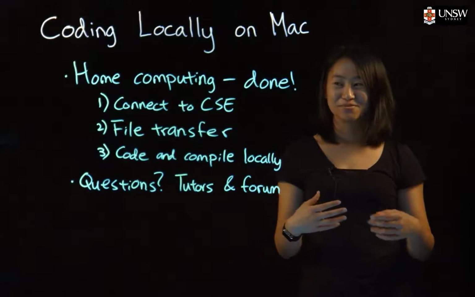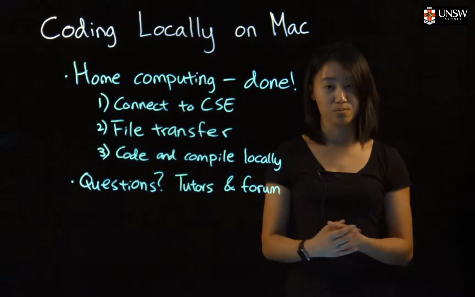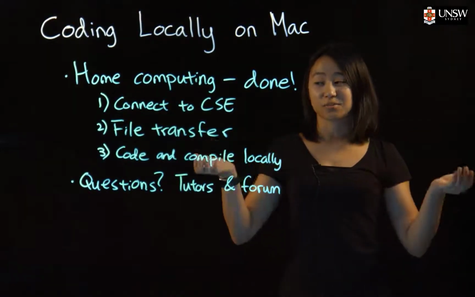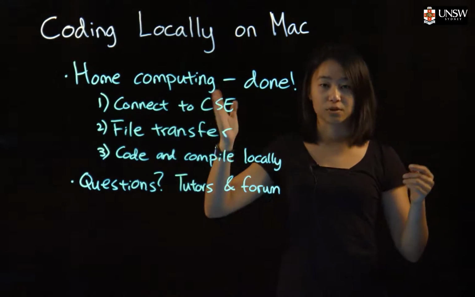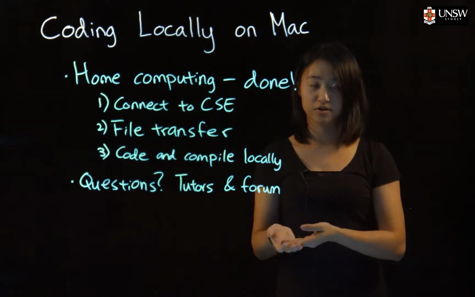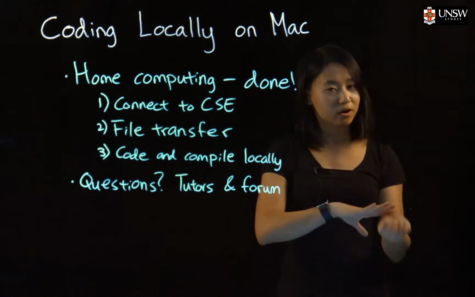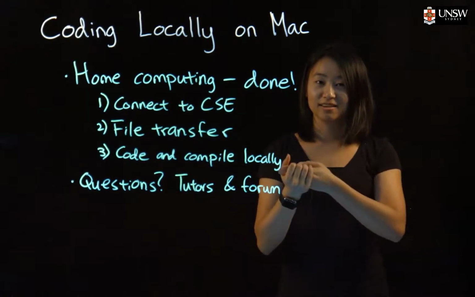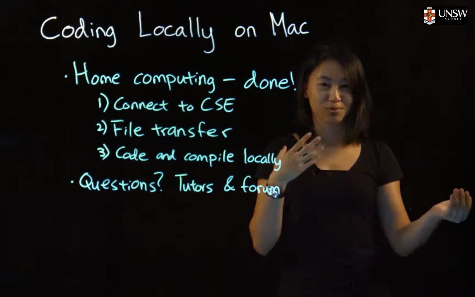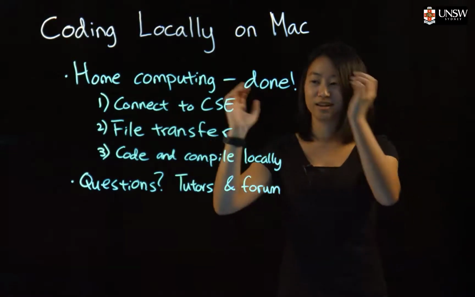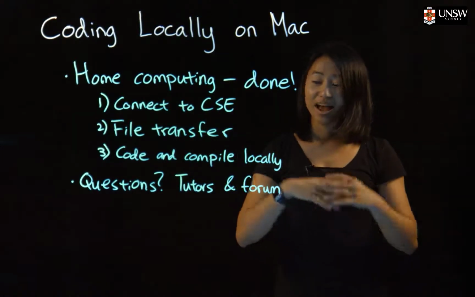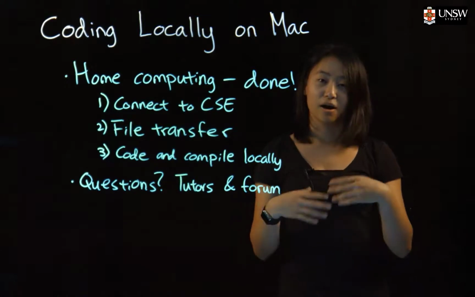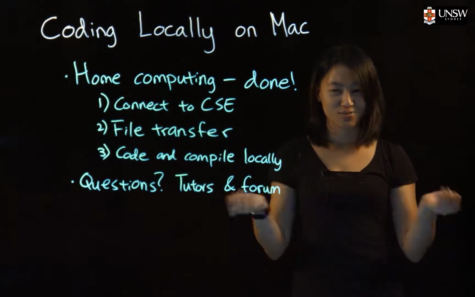Congratulations, you have now finished all the steps in setting up home computing on your Mac. So to summarize again, the first thing you had to do was learn how to connect to CSC servers so you can get your lab files, work on them, and then submit them back onto CSC servers. The second thing is file transfers, which really helps with moving your files between the servers and the Mac. And the third thing is learning how to code and compile locally so you can do so anywhere you want.